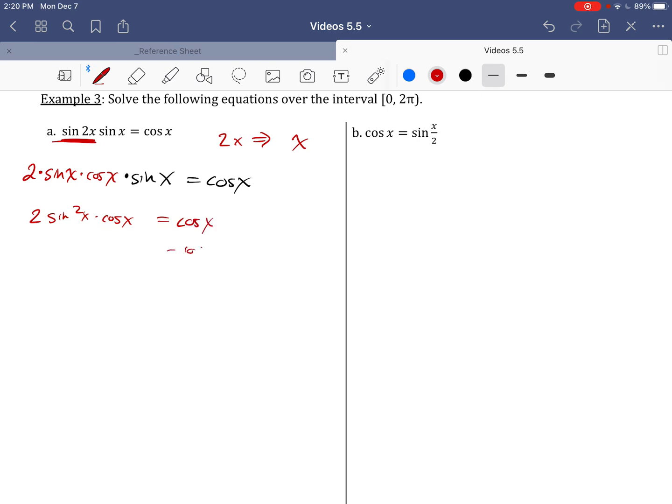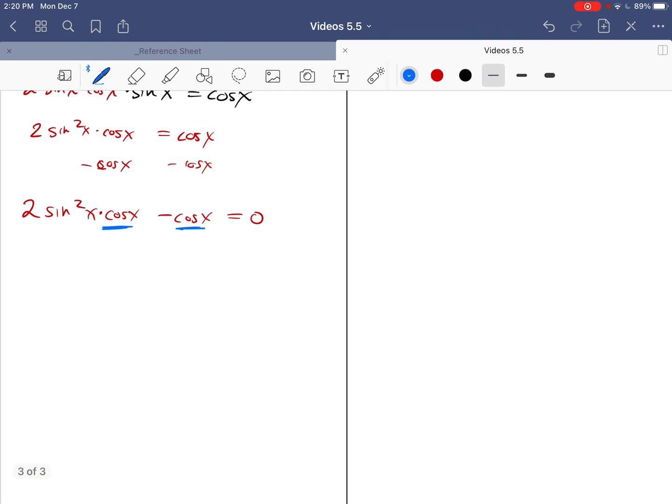Now, let's go ahead and subtract cosine from both sides. And we now have 2 sine squared x cosine x minus cosine x equals 0. Why did I subtract from both sides? That way, if I can factor something, I can in turn set my factors equal to 0, which I absolutely can factor this thing, right? And now I can set my factors equal to 0.